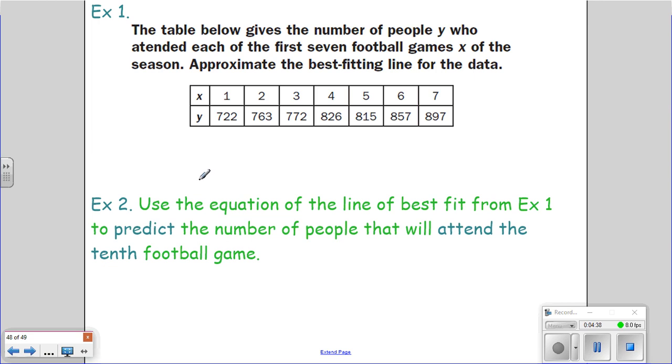So we're going to use the table in example 1. It represents the number of people, Y, who attended each of the first 7 football games, X. So the X is games and Y is people. Based off of this data, we're going to produce a scatter plot on the calculator and a line of regression, and also discuss the correlation we see.